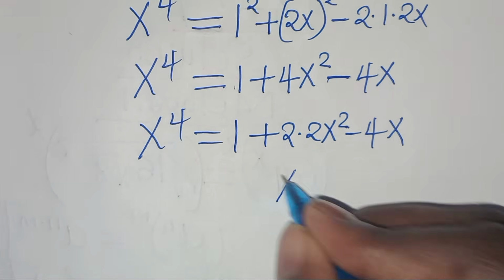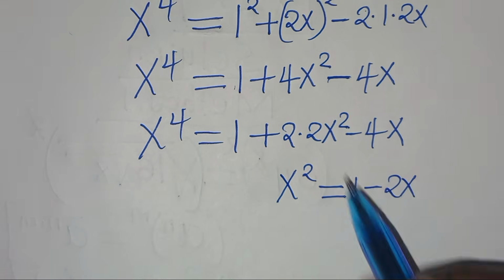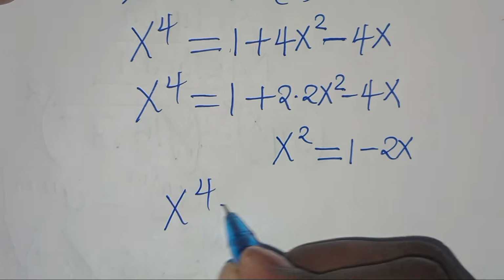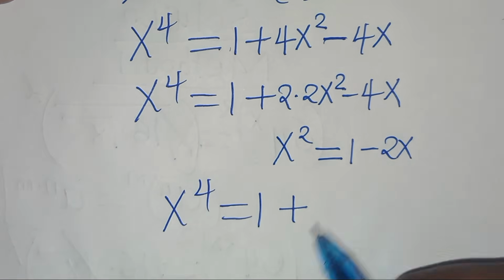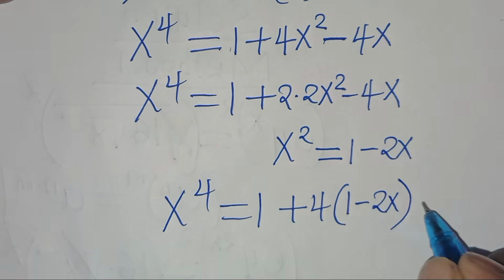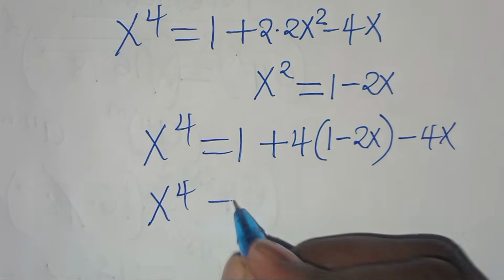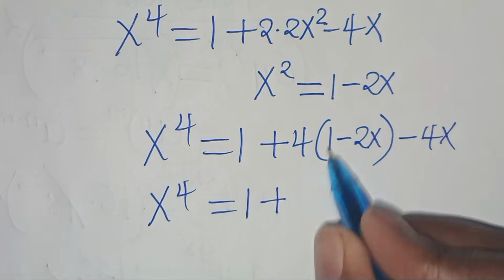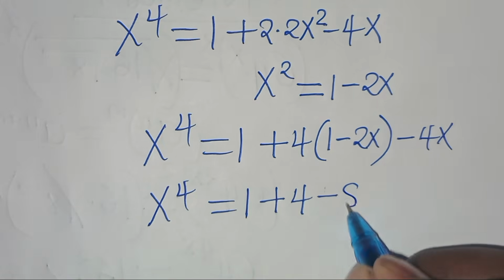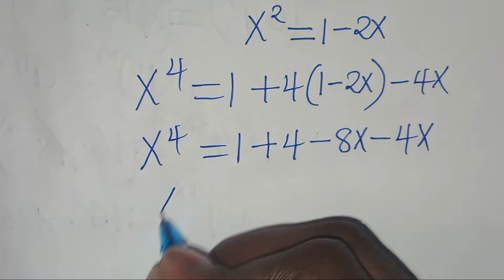But we have x squared. x squared is equal to 1 minus 2x. So let's substitute where we have x squared with 1 minus 2x. So we have x to the power of 4 equal to 1 plus 2 times 2, this is 4, into the parentheses, 1 minus 2x, minus 4x. So x to the power of 4 is equal to 1 plus 4 times 1, this is 4, plus 4 times minus 2x, this is minus 8x, then minus 4x. So we have x to the power of 4.